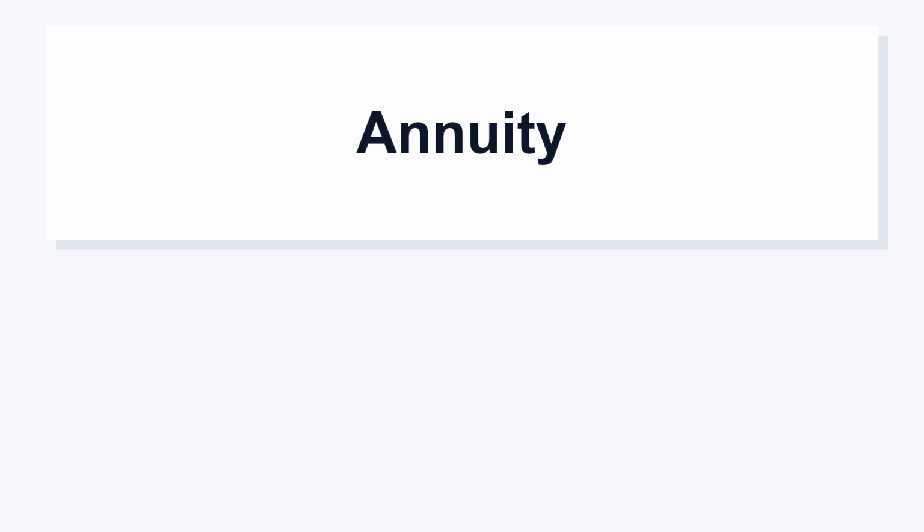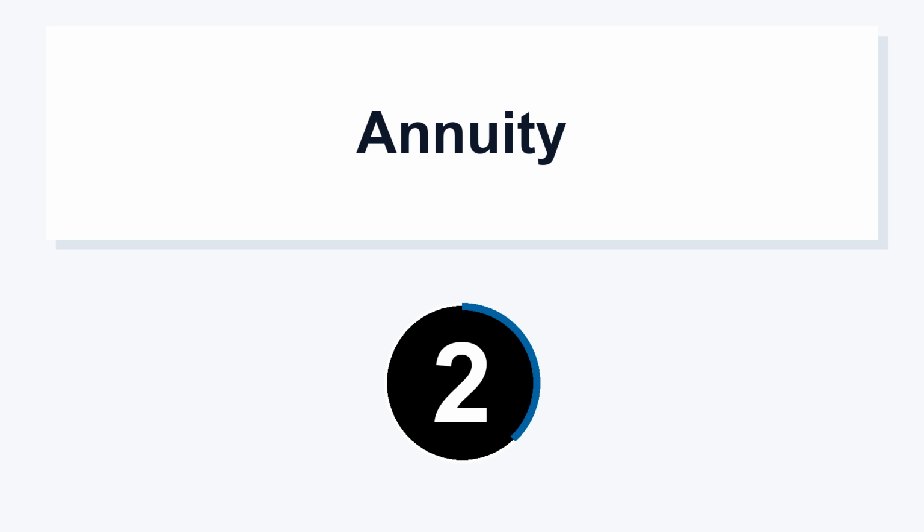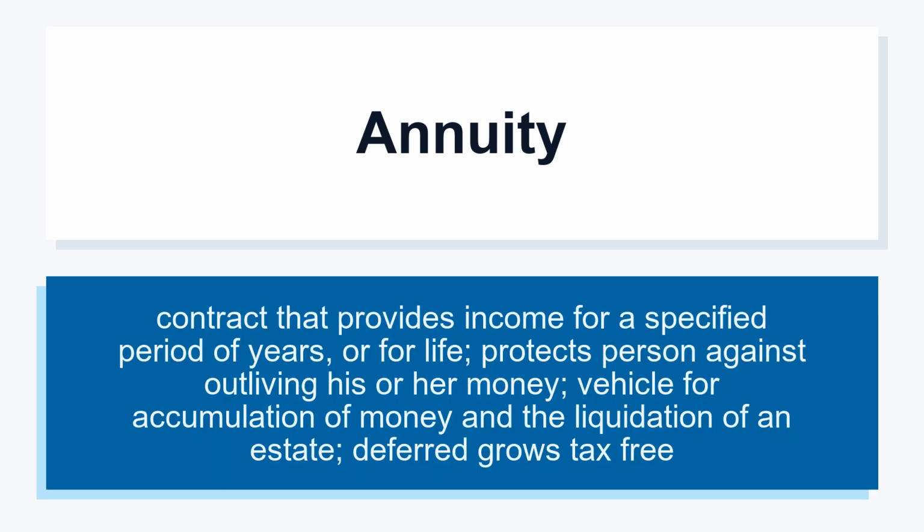Annuity: contract that provides income for a specified period of years, or for life. Protects a person against outliving his or her money, vehicle for accumulation of money and the liquidation of an estate, deferred gross tax-free.